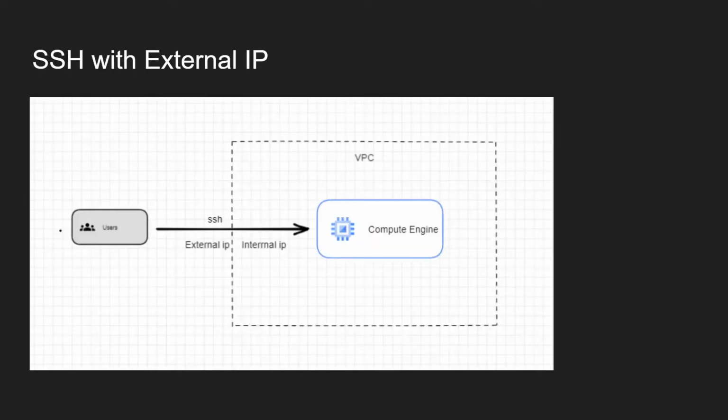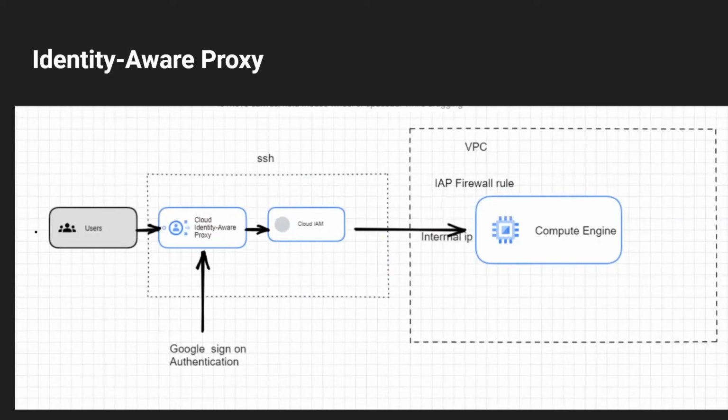So in a normal scenario, we can SSH into the VM with an external IP. That can be done through the cloud console or through the cloud shell. In IAP, users are authenticated based on their Google sign-on, and if the user has sufficient IAM roles to interact with compute services, then the user is allowed to log in to the VM without external IP. So we'll see in detail how it works.